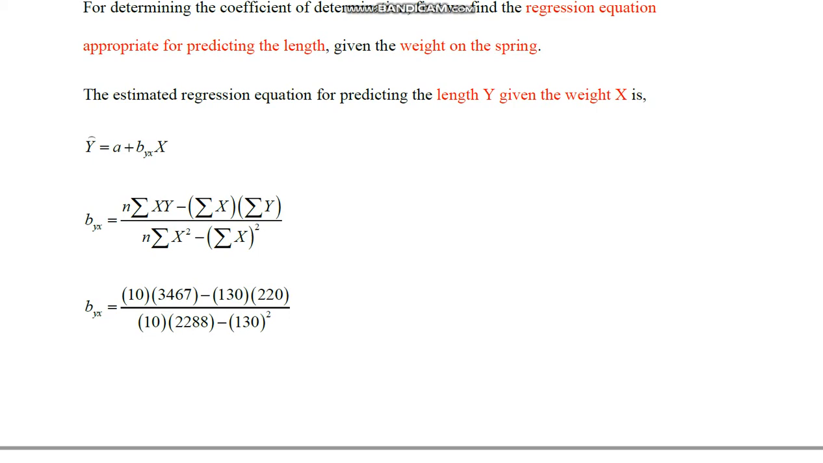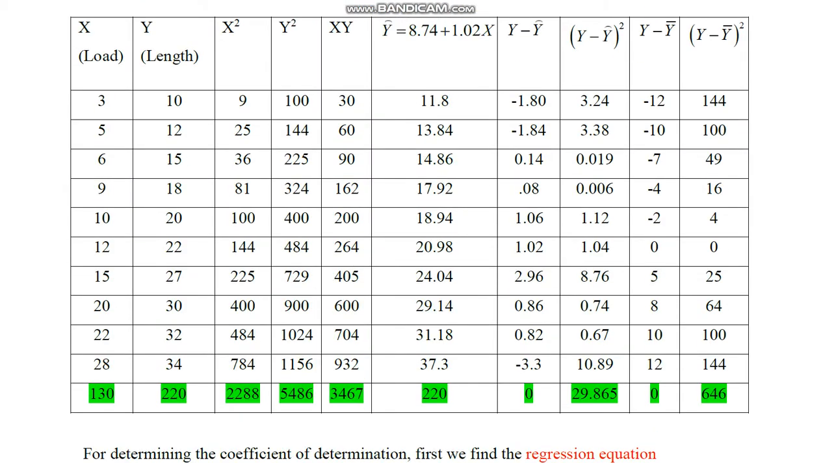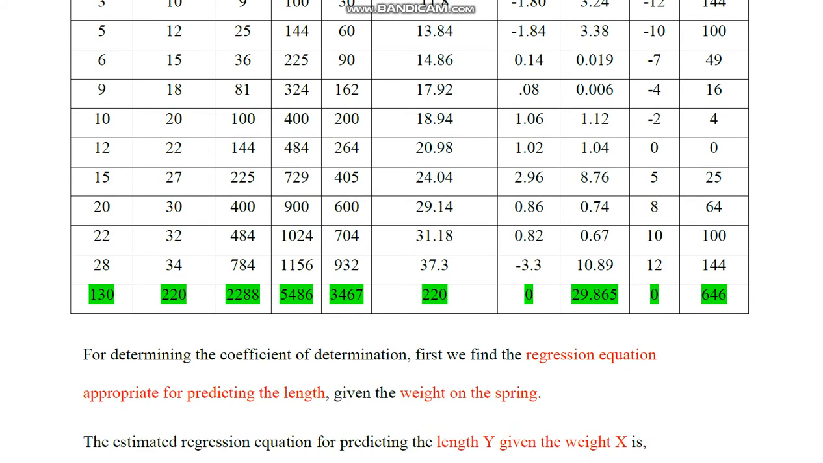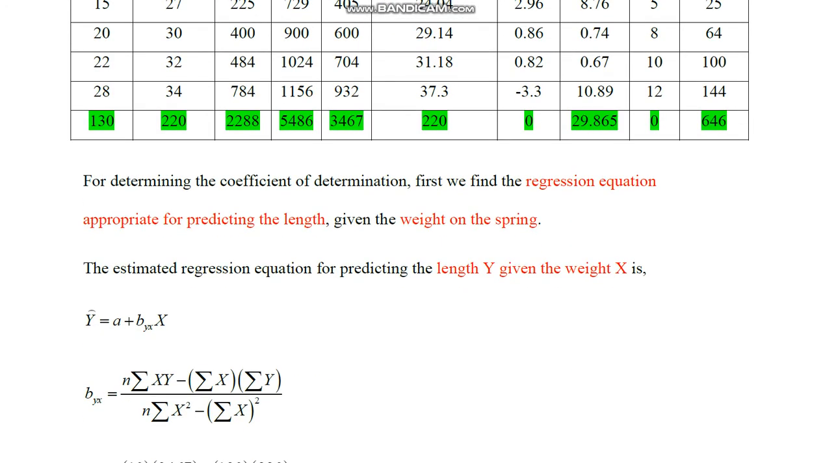So we need these values. n represents the number of observations. We have 10 observations. If you want to calculate, these are the 10 observations. This represents the sum of x, this represents the sum of y, this is the sum of x square, this is the sum of y square, this is the sum of xy. So we need these values for this formula.